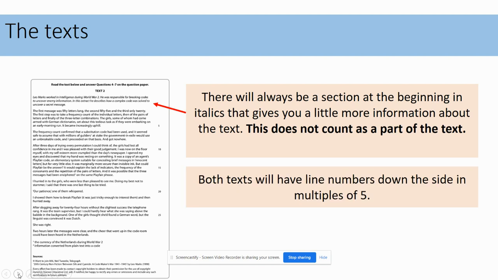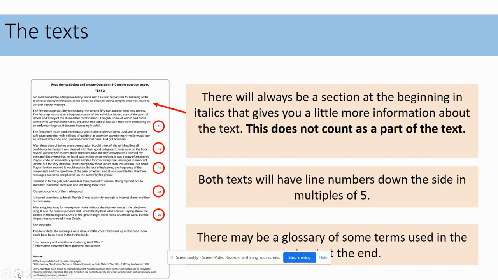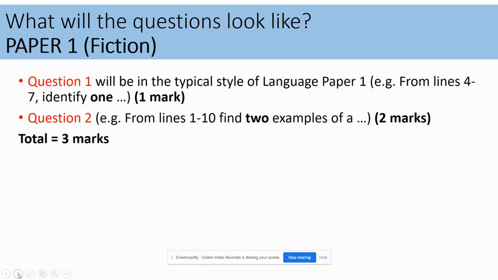You will, however, have line numbers down the side in multiples of 5, which will help you find the sections that you're looking for. And there may be a glossary of some terms that have been used, some difficult bits of vocabulary that will be included at the end of the text. Now, what will the questions look like? They are slightly different depending on whether you're looking at paper 1, which is fiction, or paper 2, non-fiction. So let's begin with paper 1.